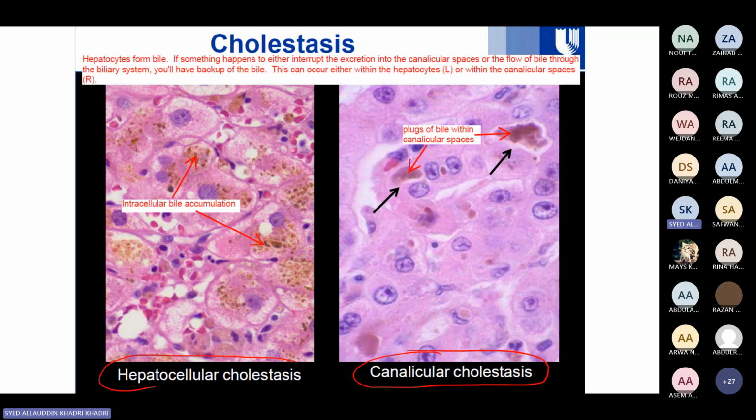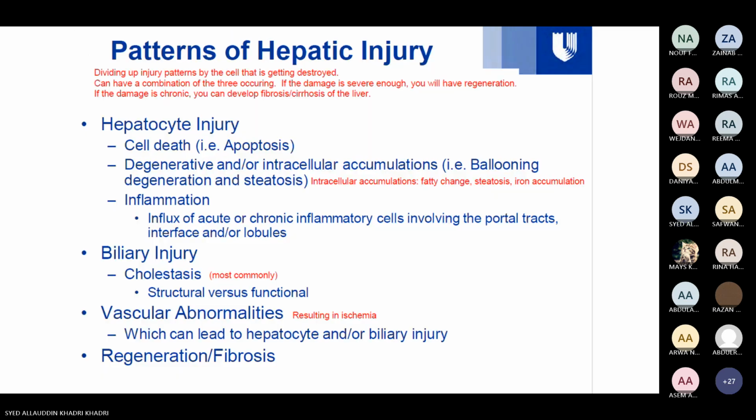Here you can see intracellular bile accumulation. Inside the hepatocyte, you can see bile. Inside the canaliculus is canalicular cholestasis. So this is the accumulation of bile either in the canal or in the hepatocyte. It's called cholestasis. Okay, we have a lot of patterns of hepatocyte injury.